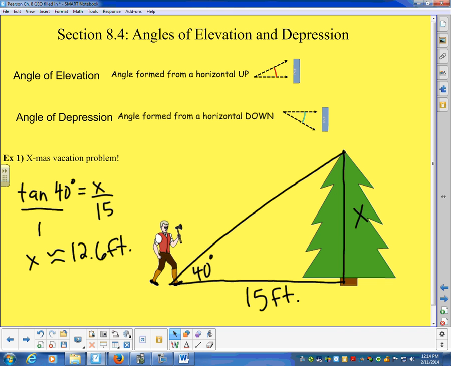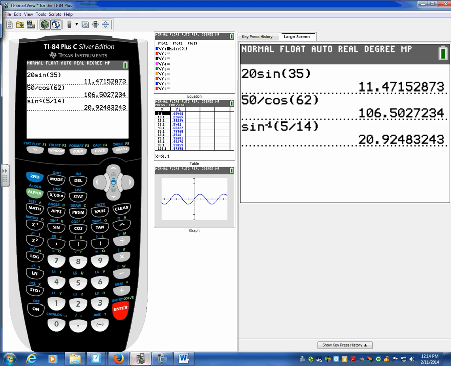Okay, let's back up again here. Do you understand the setup? Okay. Well, yours is probably different than mine. That's one of the challenges. Is yours a reverse order one? So go ahead and type in, maybe you have to type in the degree measure first, 40, and then tangent, and then do times 15. So go ahead and hit 40 on yours, the angle first, and then hit tangent.